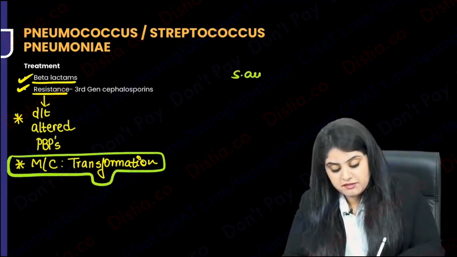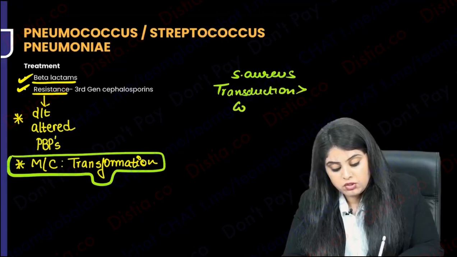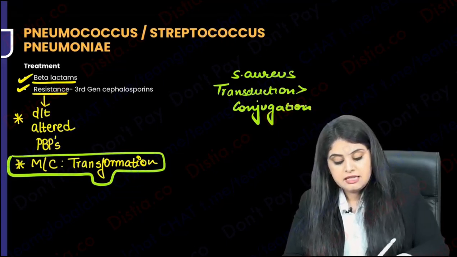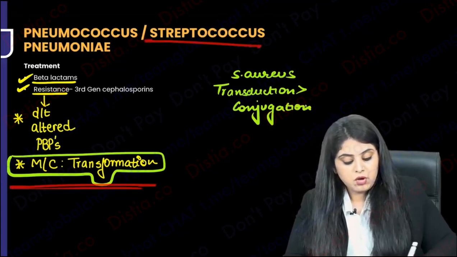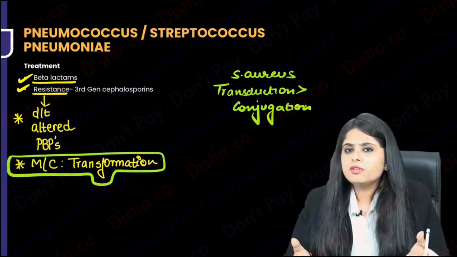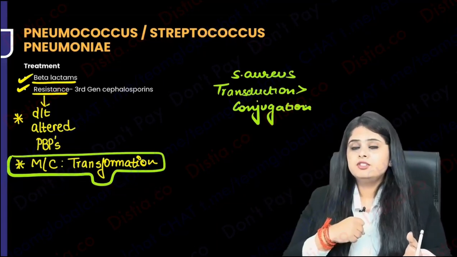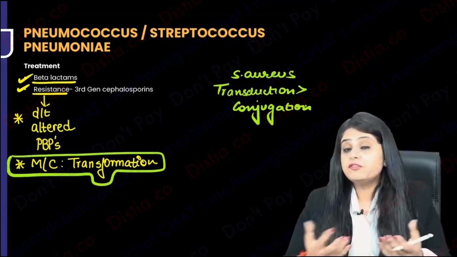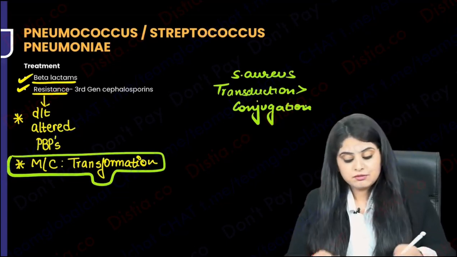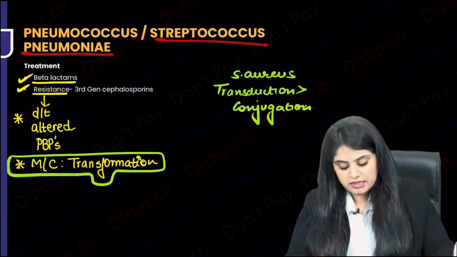I hope you remember in Staphylococcus aureus, it was happening by what? It was happening by transduction followed by conjugation. That is what we had studied in Staphylococcus aureus. In Streptococcus, we are studying it is more commonly by transformation. Do you remember what was transformation? Picking it up from the air, just picking up something from the air, free DNA being picked up, that was transformation. That is what Streptococcus pneumoniae does.